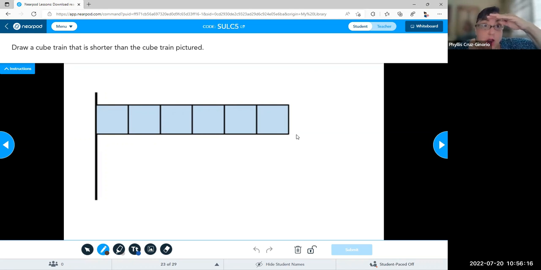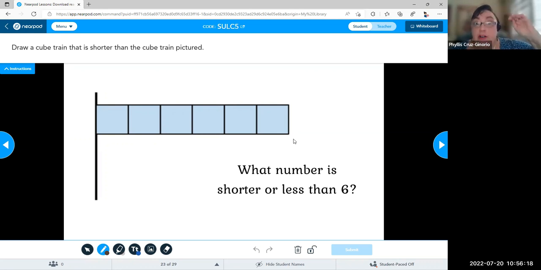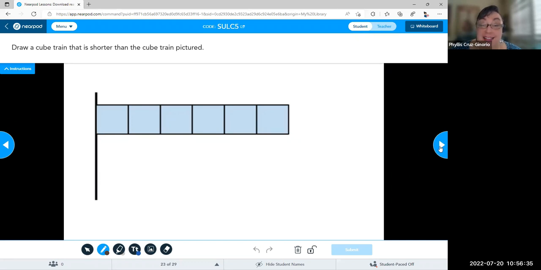It says, draw a cube train that is shorter than the picture of the cube train. All right. So underneath, remember to start on the starting line and draw a shorter cube train. Okay, you've got that. Practice that on your own.